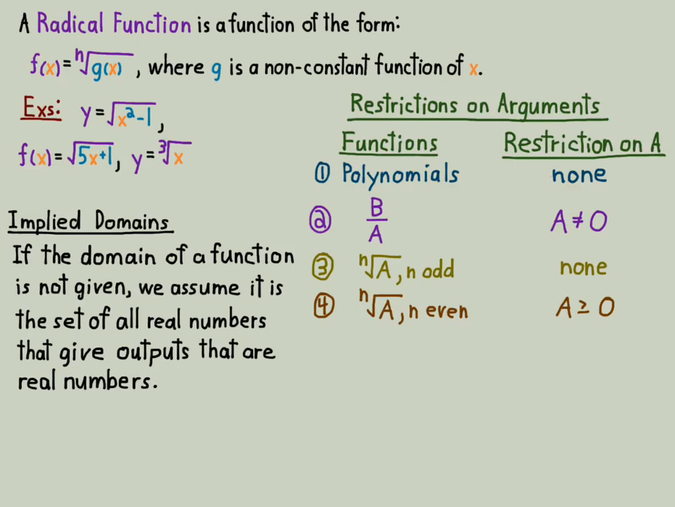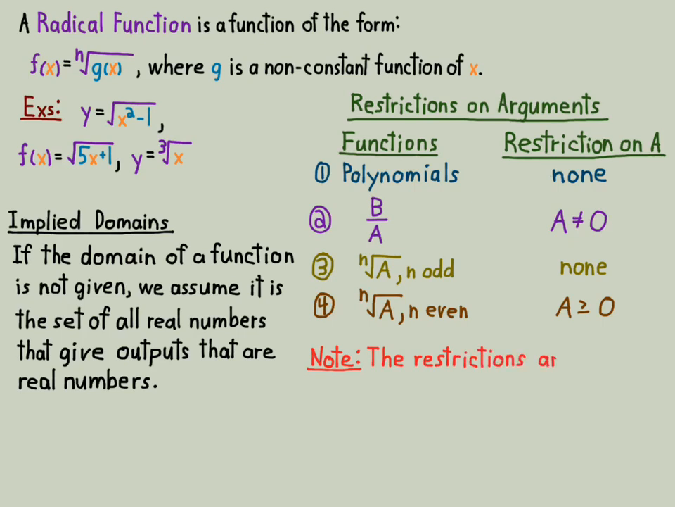Nth root of a with n even, then we have the restriction that a is greater than or equal to 0. So the most important two to remember anyway are b over a, a can't be 0, and nth root of a, so square root of a, fourth root of a, sixth root of a, eighth root of a, all those even index radicals, a has to be greater than or equal to 0. So to find the domain, you would take the argument a and set it greater than or equal to 0 and solve for whatever your variable is, usually x.